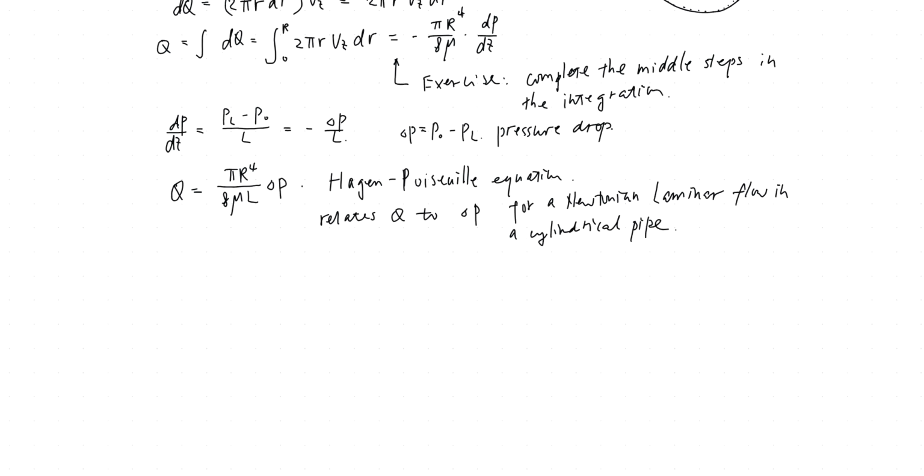Okay, now we have looked at the volumetric flow rate. Let's look at average velocity.